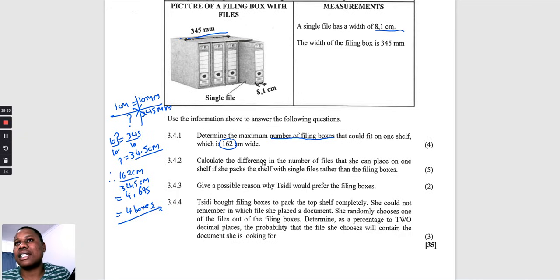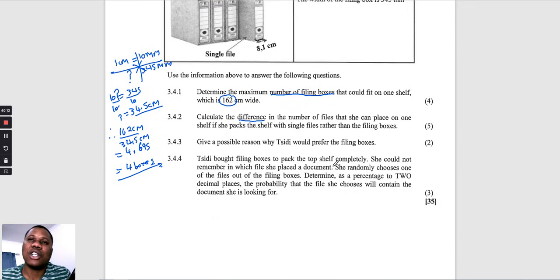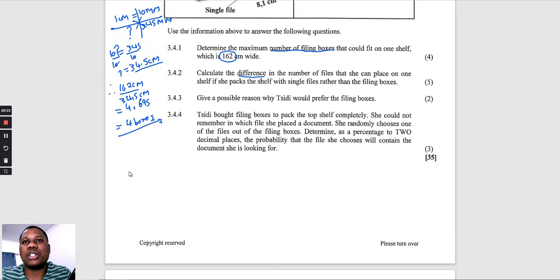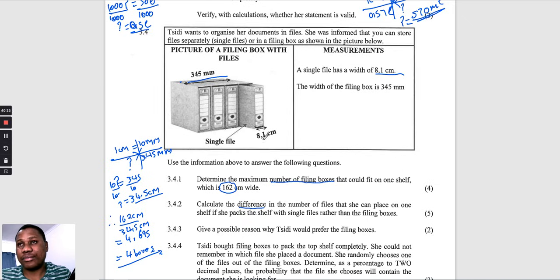3.4.2, they say calculate the difference in the number of files that she can place on one shelf if she packs the shelf with single files rather than the filing box. So let's start with the single files. If she put the files in single, not in the box, okay? So this is what she was going to do. She was going to file them in a width of how much? Of 162 centimeters. So we want to see how many they are going to fit.